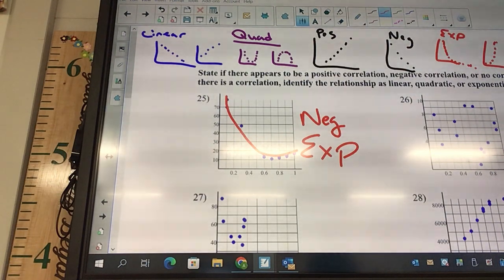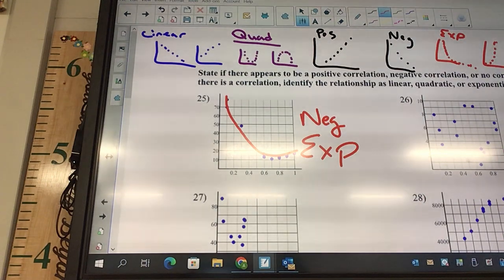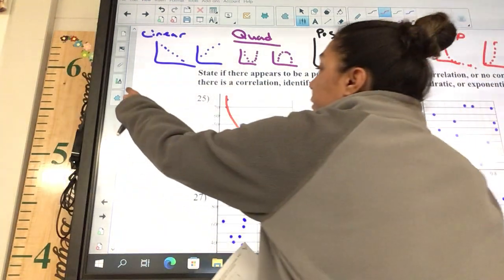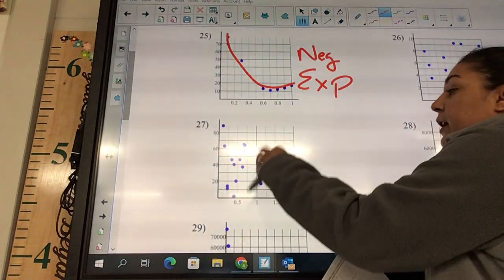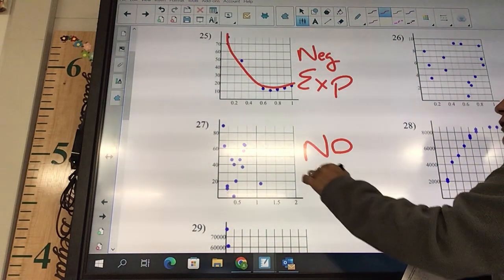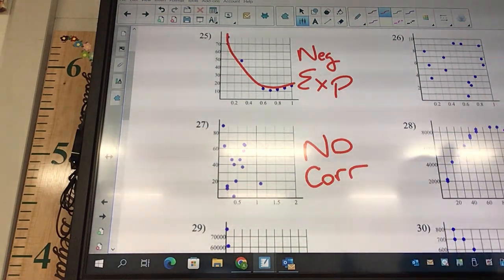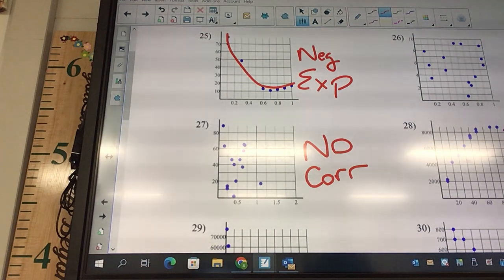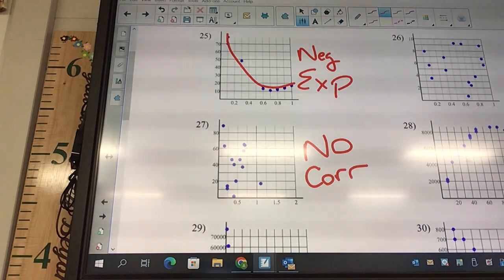Okay, 27. 27 is kind of all over the place, right? It's not really going to make a straight line. It's not really a U. So this is going to be no correlation. When it's a no, it's not negative or positive, and it's not exponential or linear. So all of them should have two answers unless it's a no correlation.